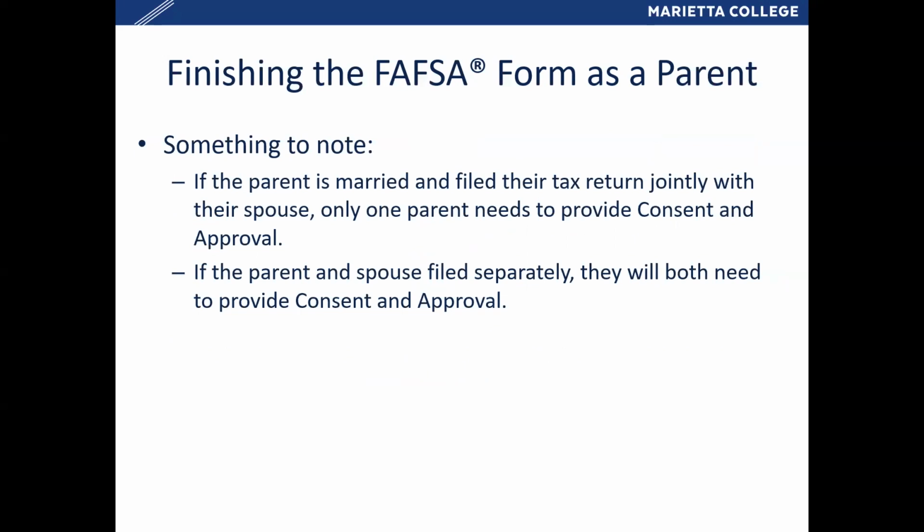Again, if the parent is married and filed their tax return jointly with their spouse, only one parent needs to provide consent and approval. So if your parents are married and they file jointly, only one of the parents, basically the parent that's filling out the form, needs to provide consent and approval. Or if your parent is married to a step-parent, only your parent has to provide consent and approval. If the parent and spouse filed separately, so if your parents are married and filed separately, or if your parent is married to a step-parent and they filed separately, they will both need to go in and fill out the form, and they will both need to provide consent and approval.